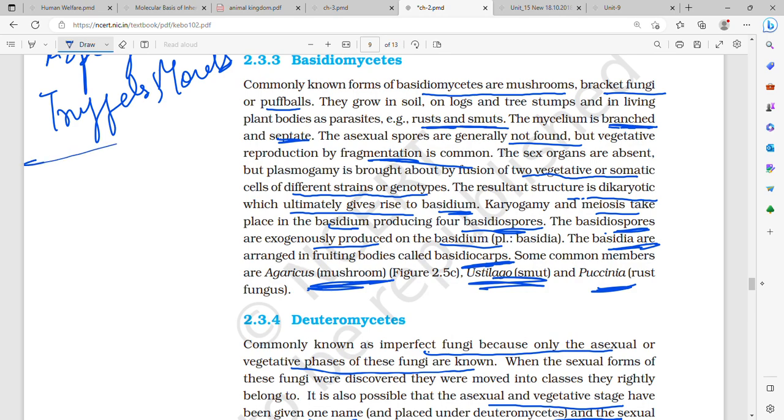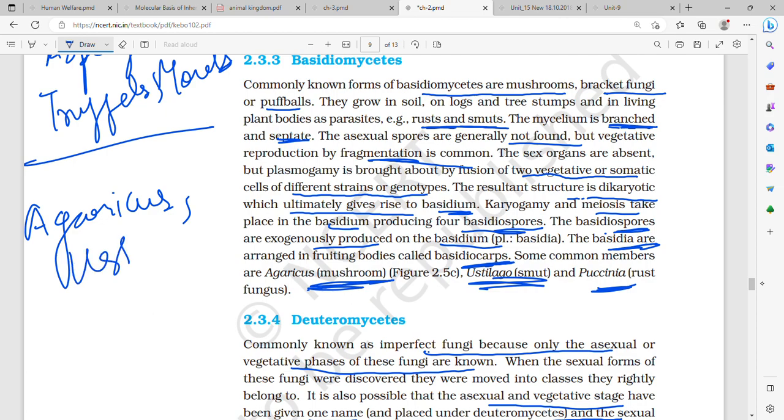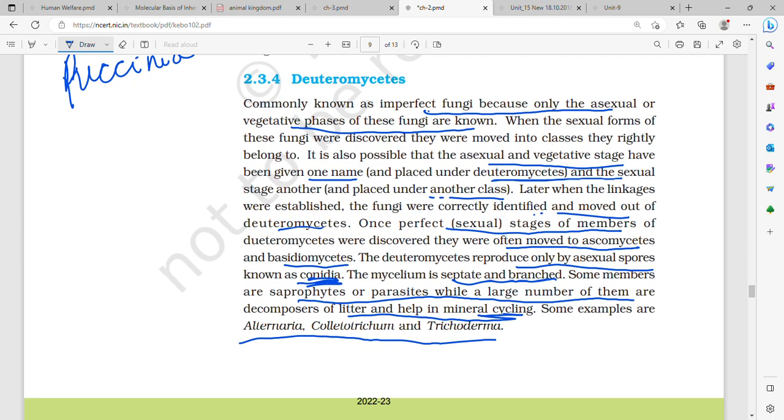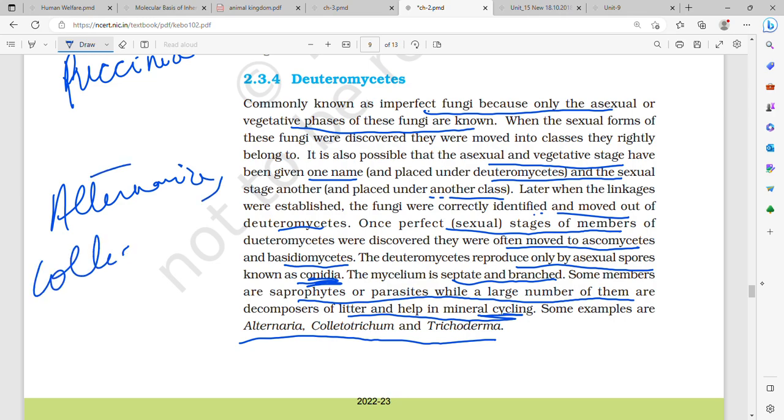Basidiomycetes example is what you love to eat, that is Agaricus mushroom. Then Ustilago, smut, rust and smut, right? So Ustilago, and the one that causes rust of wheat, that is Puccinia. So rust and smut come in Basidiomycetes. The rust is Puccinia, which causes rust of wheat, smut is Ustilago, and the common edible mushroom. Deuteromycetes examples are Alternaria, Colletotrichum, and Trichoderma.